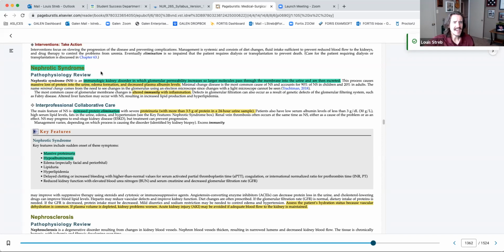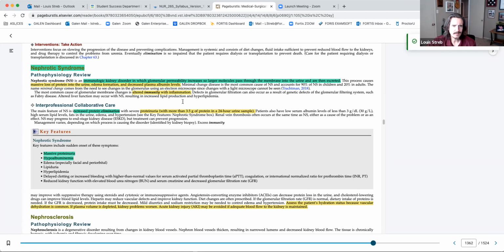As blood flow and fluid goes through the kidney, that tight filter, if you will, filters out all the abnormalities. So when we have acute nephrotic syndrome, the process causes massive loss of protein into the urine, edema formation, decreased plasma albumin levels. We know what albumin does. That is something we need for protein and healing and all these other things. So when you have nephrotic syndrome, some of the signs and symptoms are going to be massive proteinuria, hypoalbuminemia. I can't say that word right now. You have lower levels of albumin in your body.